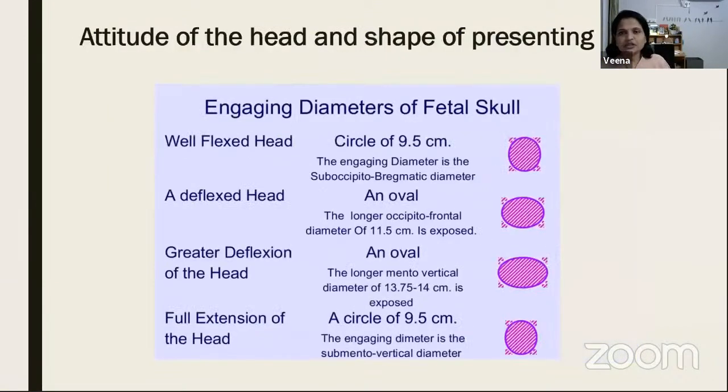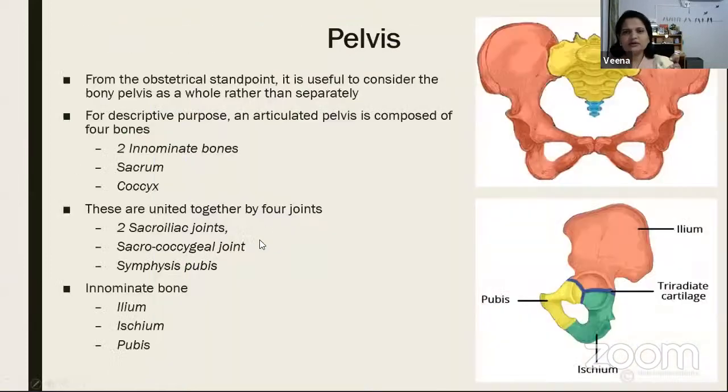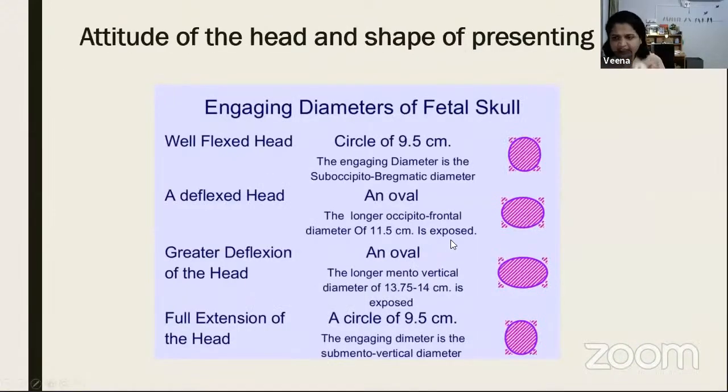Okay. So now one more important thing about the fetal skull is, why is deflexion such a big problem? Even though there is no gross disproportion between a deflexing head and the pelvis, what exactly happens is, when you have a well-flexed head, what is the anteroposterior diameter? Kunj or Priya, anybody? In a well-flexed head, what is presenting? Anteroposterior diameter of the skull. Occipitobregmatic.